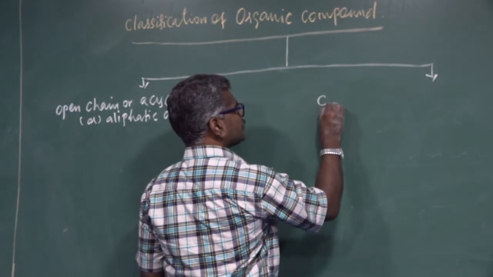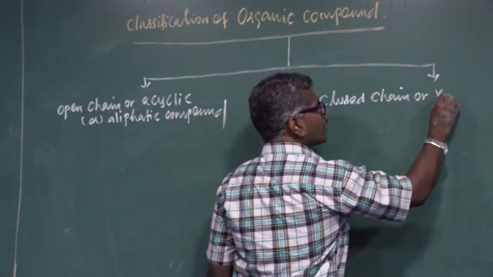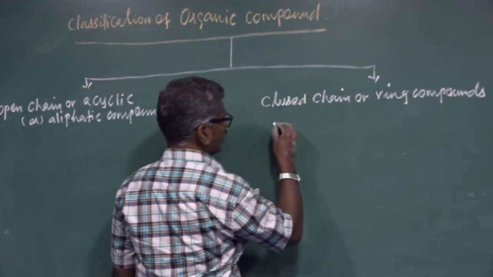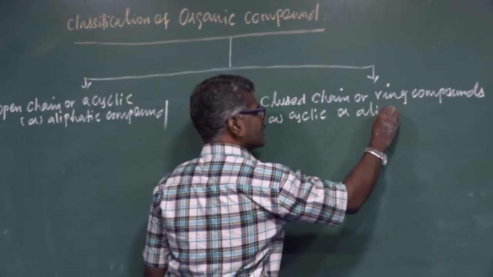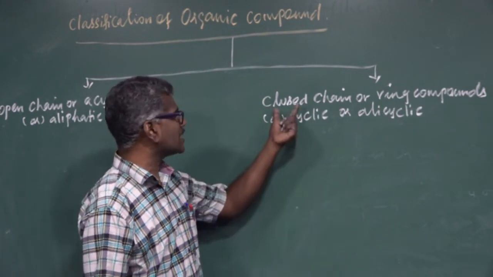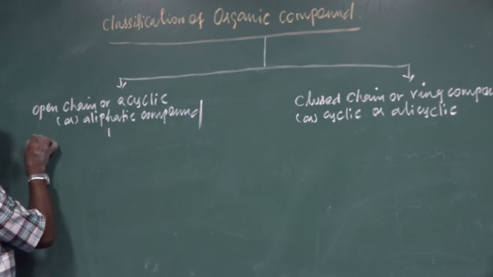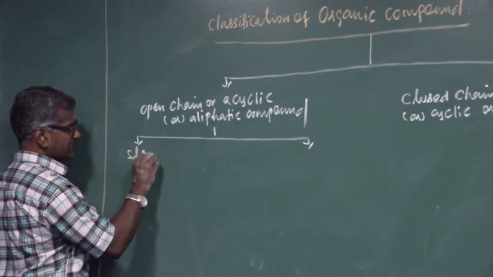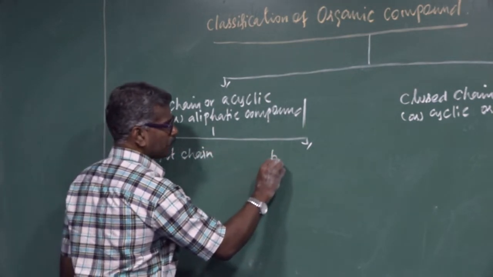Another one is closed chain, which are ring compounds, or cyclic or alicyclic. Here, the ring is made up of only carbon atoms. This is called closed chain. Open chain can be classified into two types. The first one is straight chain. Another one is a branched chain.